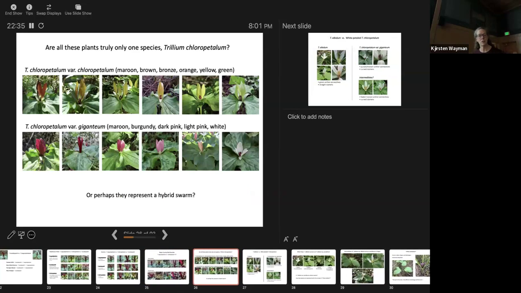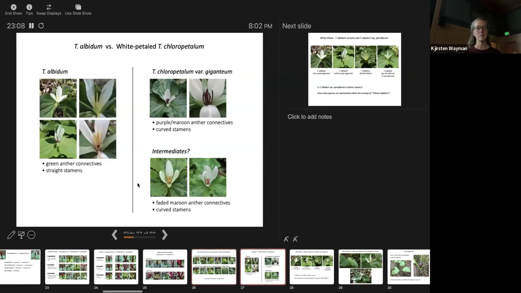So another question is with chloropetalum. With all this color variation and petal shape variation, are these really only one species? Are they all just chloropetalum? Or are they two species? Are the two variants two different species? Or perhaps this is one giant hybrid swarm. And if it's a hybrid swarm, who are the parents? Are there two hybrid swarms? Is one a hybrid swarm and the other not? So lots of questions where chloropetalum is concerned, but clearly there seems to be something going on here.